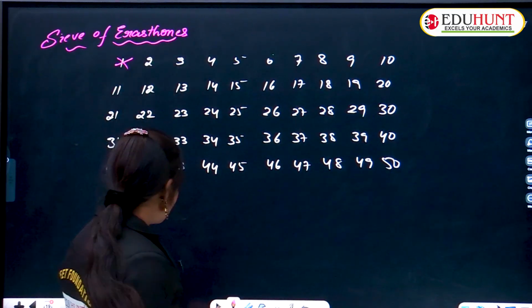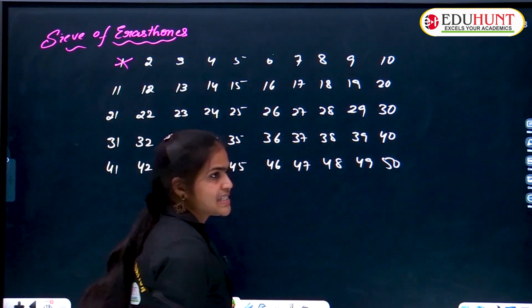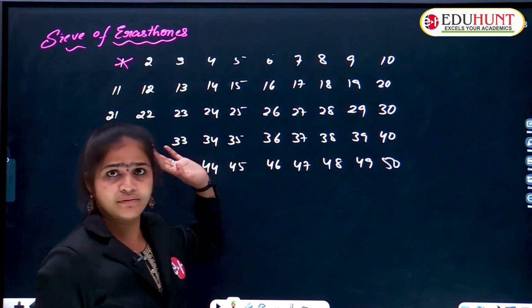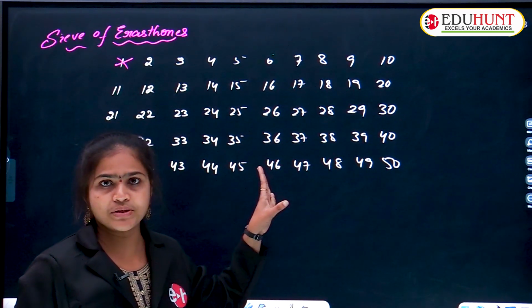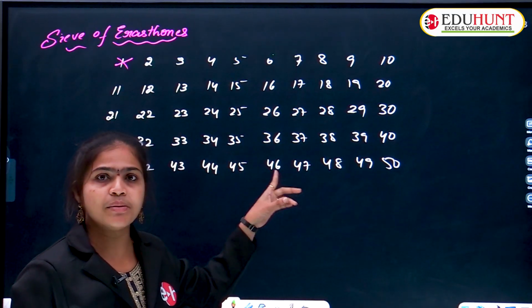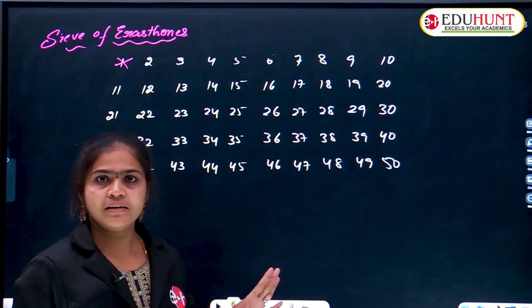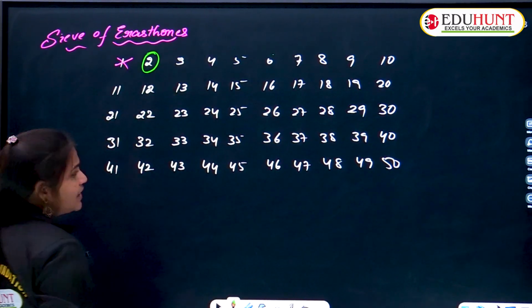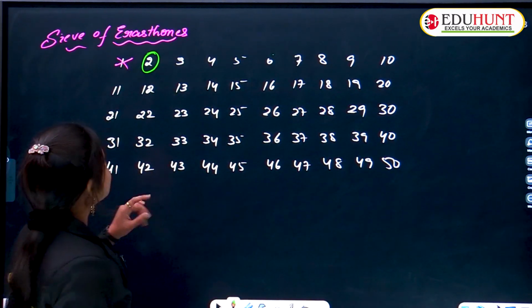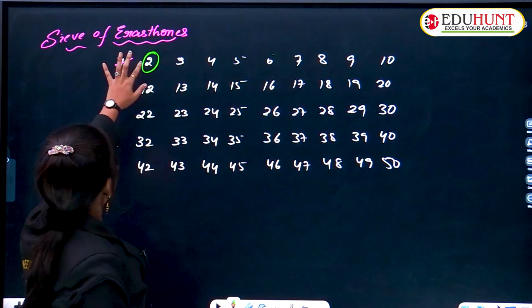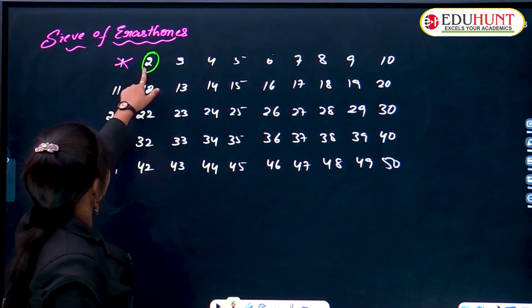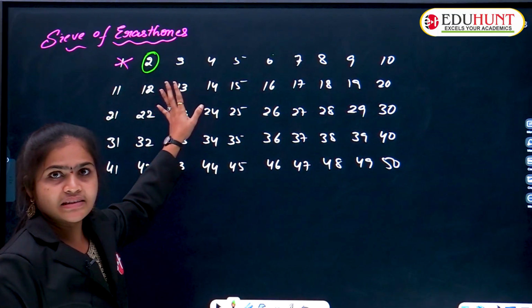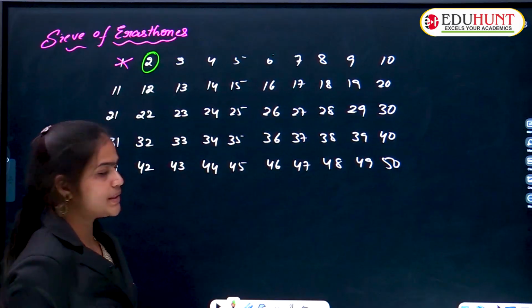Okay, now see that. First, 1 we already know is neither prime nor composite. It does not come under prime numbers and does not come under composite numbers. Now I want to start from the 2 table. Already you know this method, I think. In 6th class we learned this, and we are just discussing it once again. Starting with the 2 table, just cancel all the 2 multiples.